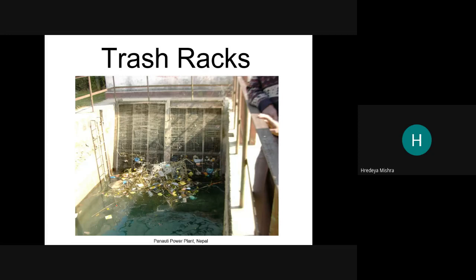Now this is the cross rank, which stops the unnecessary particles available in the water, which can be harmful for the turbine blades.